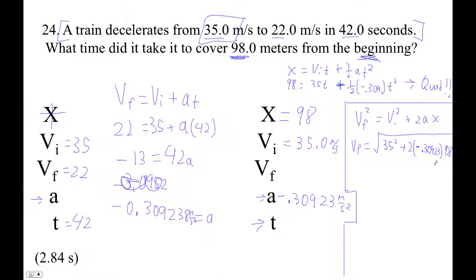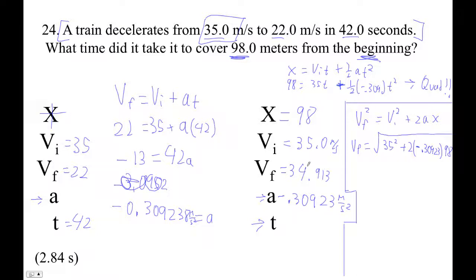I'm going to type this into my calculator: second square root, left parenthesis, 35 squared, plus 2 times the answer I just got, so I'm typing second answer, times 98, right parenthesis, and I get the final velocity. It should be slower, 34.913. Well, that's not much slower, is it? Wow, is that right?